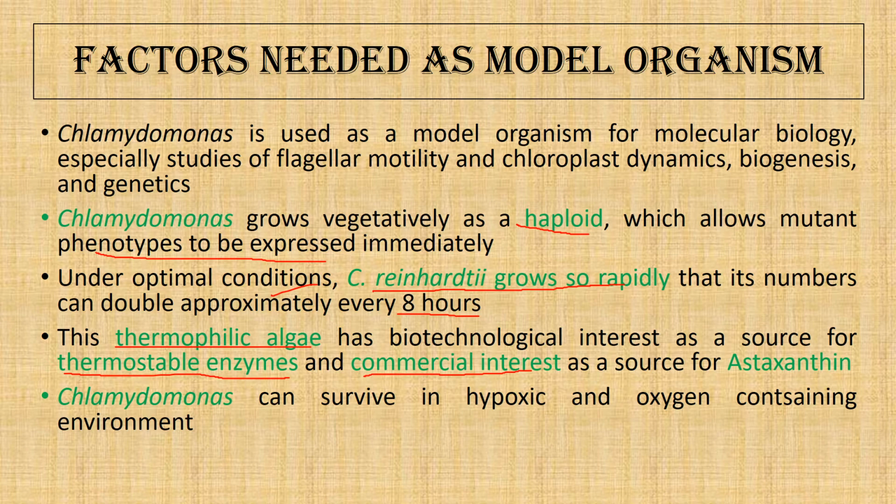So in high temperature also the reactions will happen. So this thermophilic property of this algae Chlamydomonas is widely used in this type of commercial processes. Chlamydomonas can also survive in the hypoxic or oxygen containing environment. So that means it can grow in both oxygen as well as non-oxygen containing conditions.